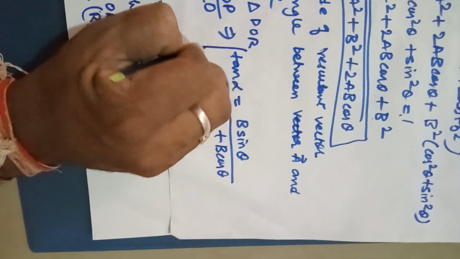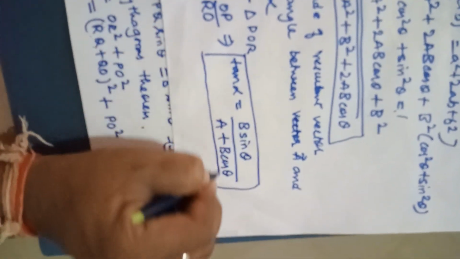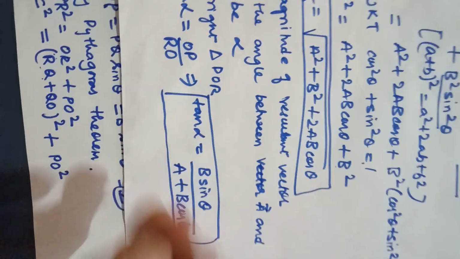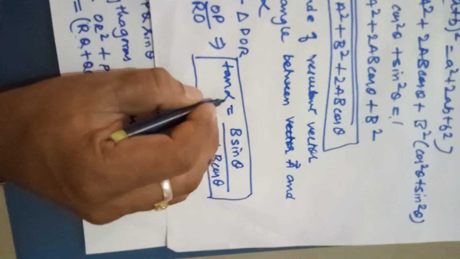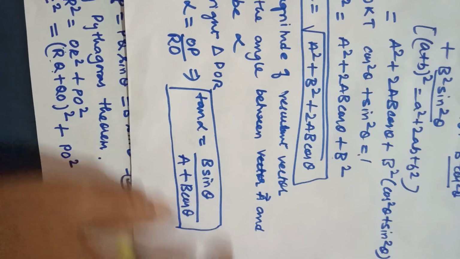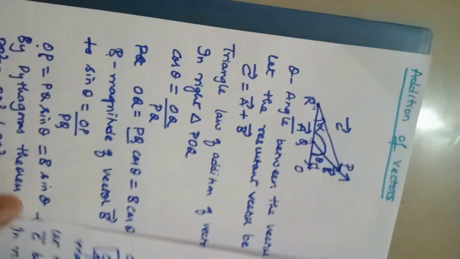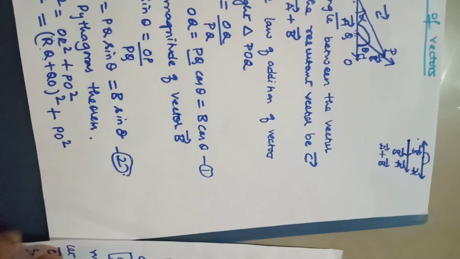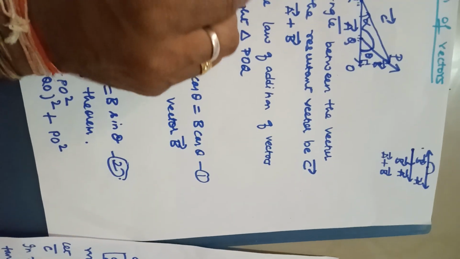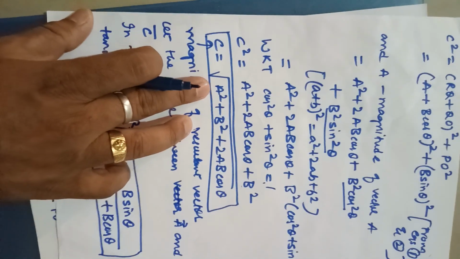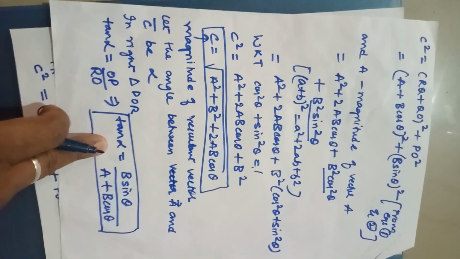In this way, this formula can be used to determine the value of tan alpha. From tan alpha, we can easily determine the value of alpha and tell the direction of the resultant vector C. Alpha is the angle made by the resultant vector C with respect to A. So in this way, we will be able to add two vectors using the triangle law of addition of vectors, and determine the magnitude as well as the direction of the resultant vector.